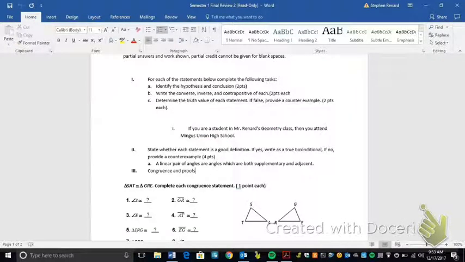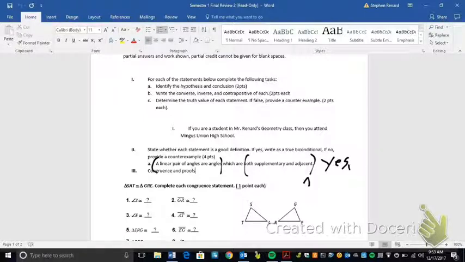Okay, and then we write it as its converse. Now, if both the conditional and its converse are true, then it is a good definition and can be written as a biconditional. So here, I'm going to say yes, because I'm going to break it up. That's going to be its hypothesis, and that's going to be its conclusion. A linear pair of angles are angles which are both supplementary and adjacent.